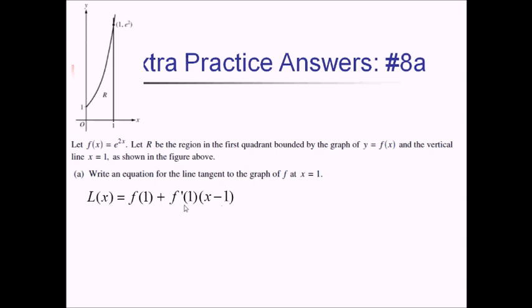I have to actually commit to what f of 1 and f prime of 1 look like. f of 1 is just what I get when I plug 1 into the f function here. So that's e to the 2 times 1, which is just e squared. For f prime of 1, let me first get f prime of x. That's going to be e to the 2x times a tail of 2, so 2e to the 2x. Plugging 1 into that, I would get 2e to the 2.